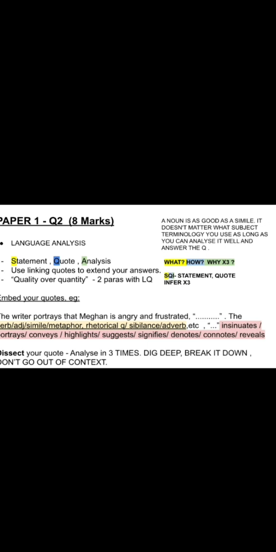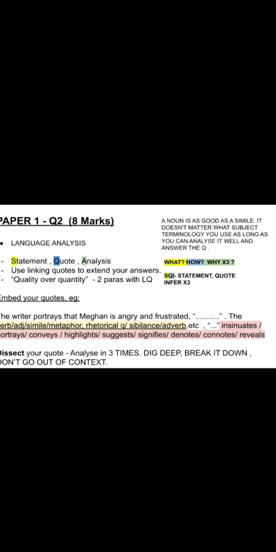This is an 8 marker and it's language analysis. So to do this question, I have a structure here for you guys. If you don't want to use it, you can use one that you're familiar with, but this can also help you. So this is the SQA, so statement quote analysis, or you can do statement quote inference. It doesn't really matter, it's the same thing, but if you're more of a question person, ask yourself what, how and why.